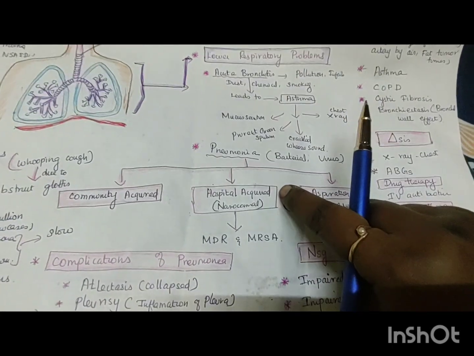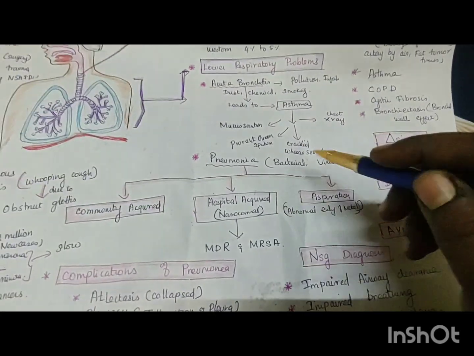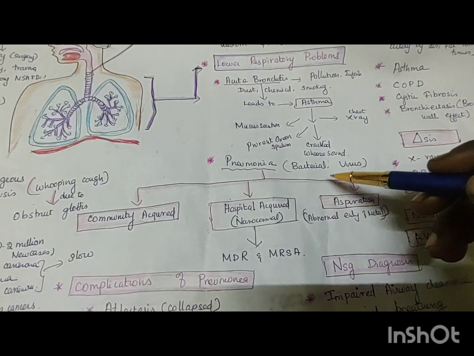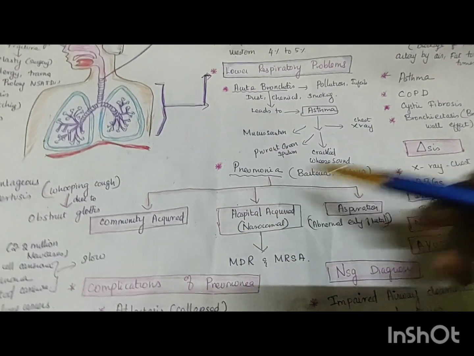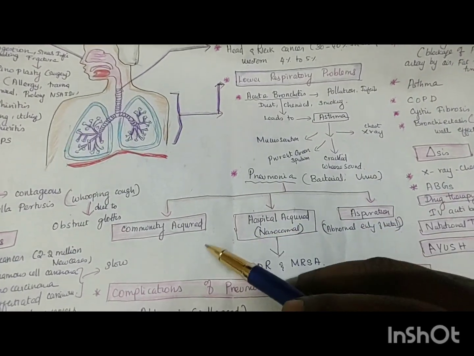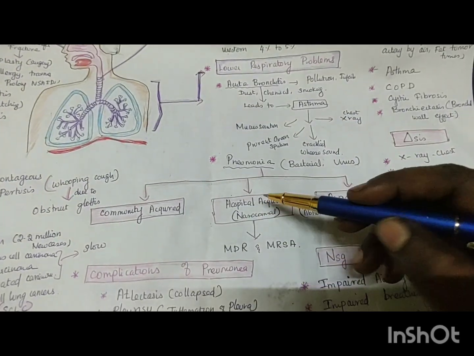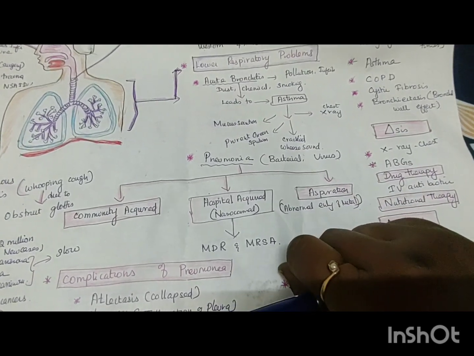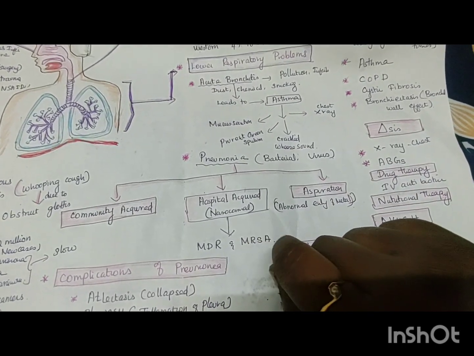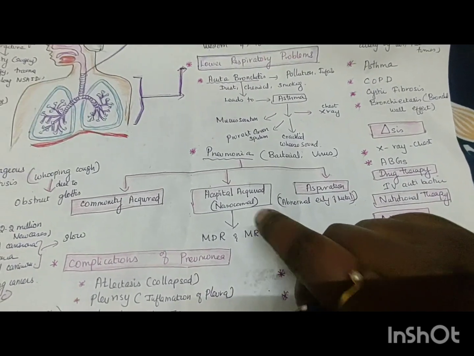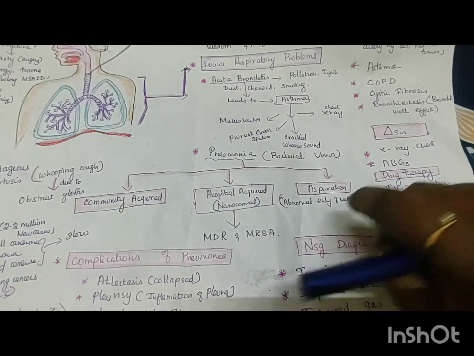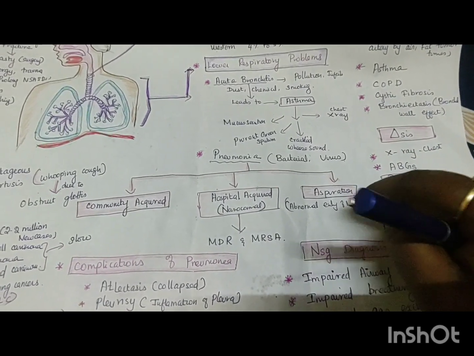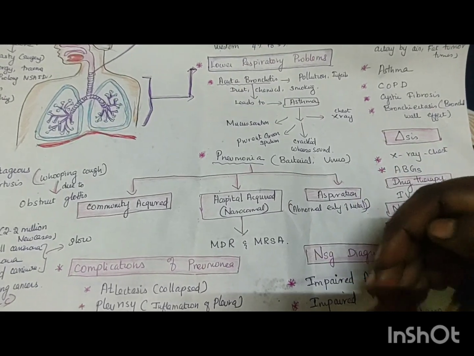Then pneumonia is a single question that may come: what is pneumonia. First you define pneumonia. Mainly pneumonia is caused by bacteria and viruses. Mainly it is either community acquired pneumonia or hospital acquired pneumonia. Hospital acquired pneumonia is nothing but the nosocomial disease, or hospital acquired infection you can say. And then aspiration pneumonia, which is an abnormal entry of some material into the lungs.